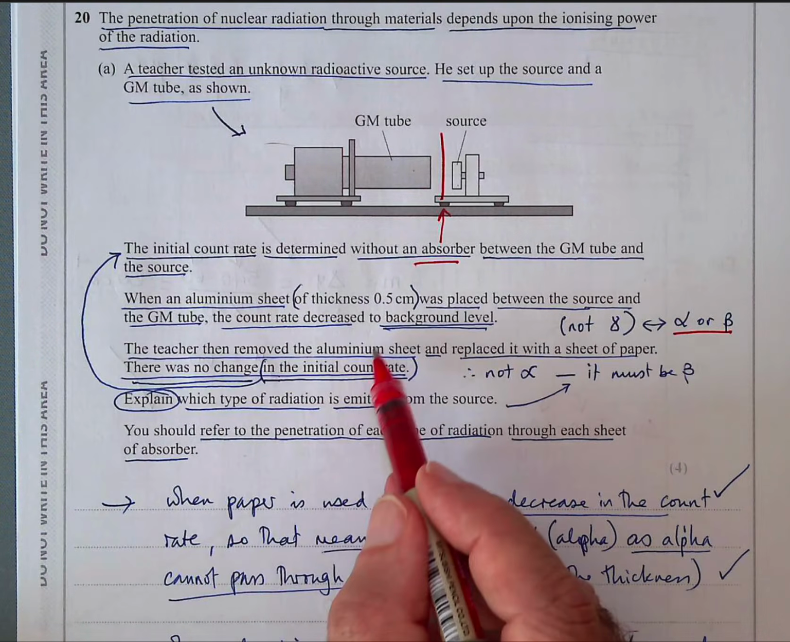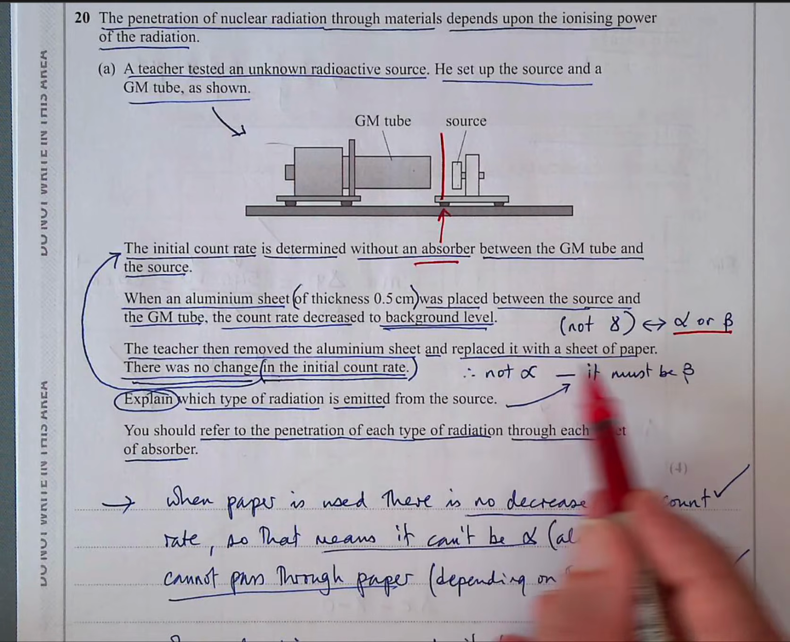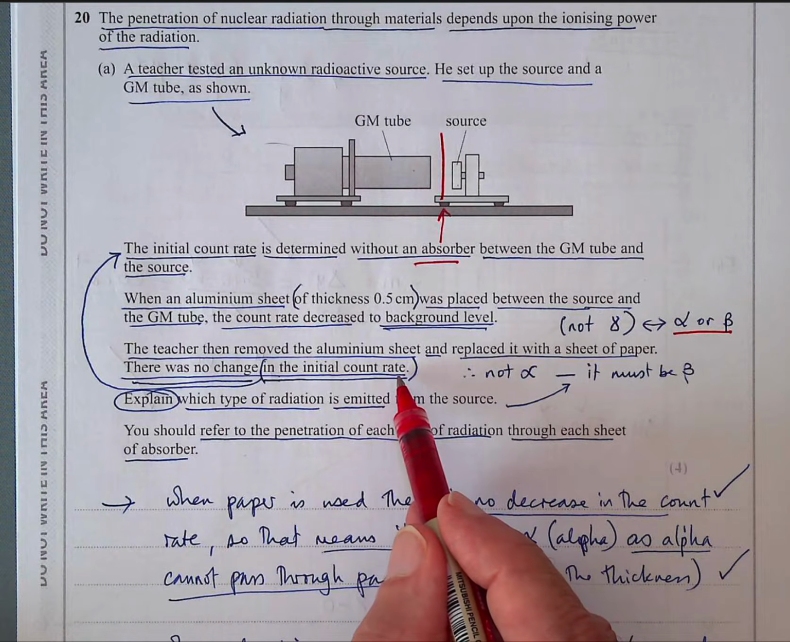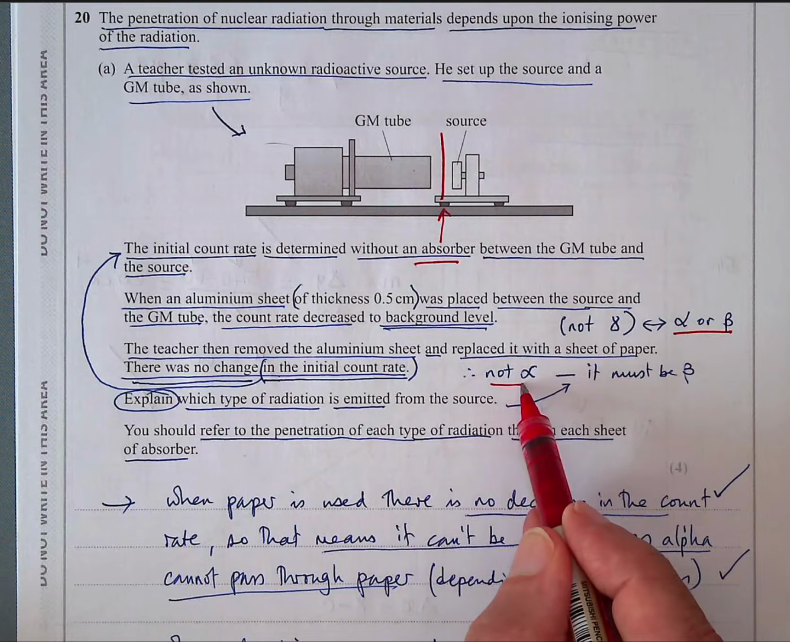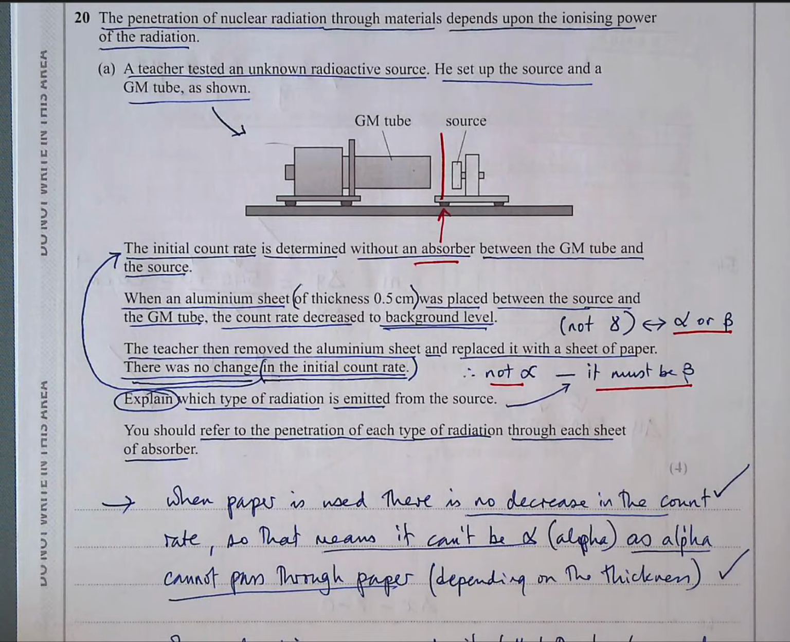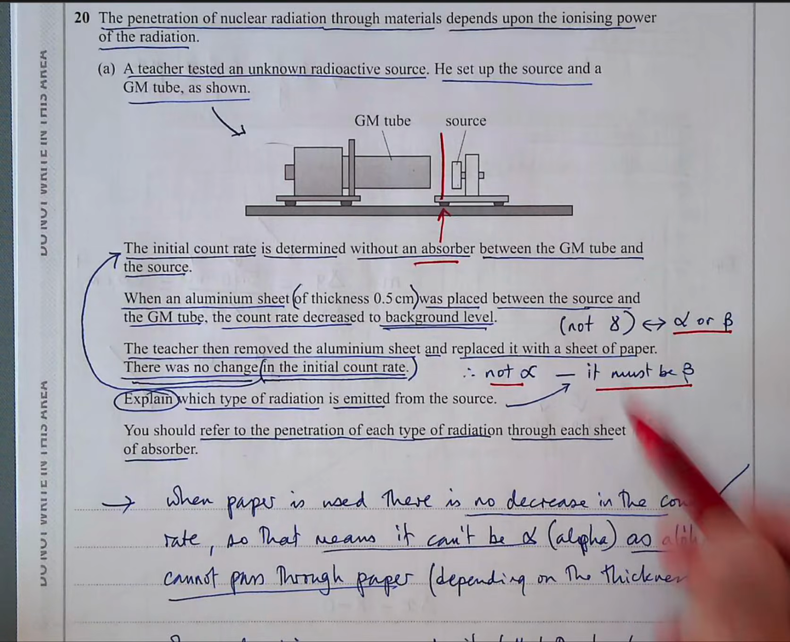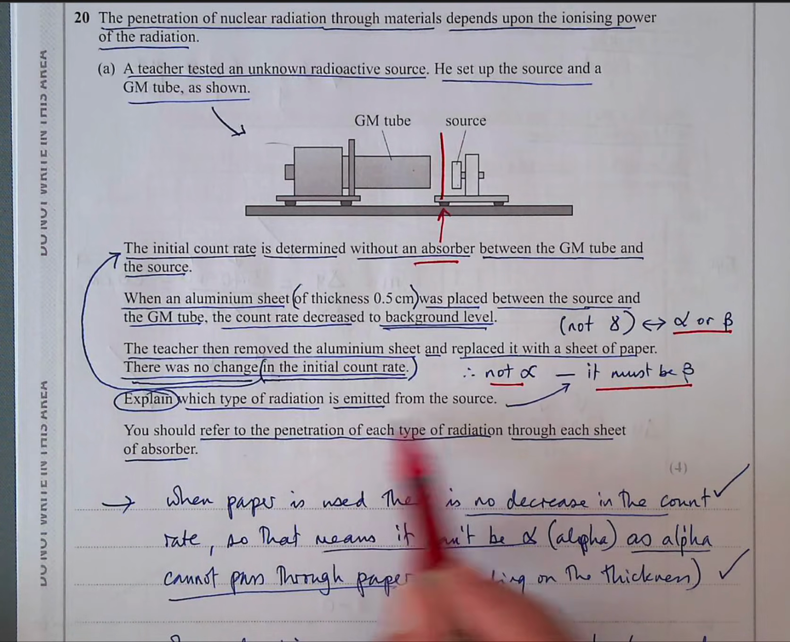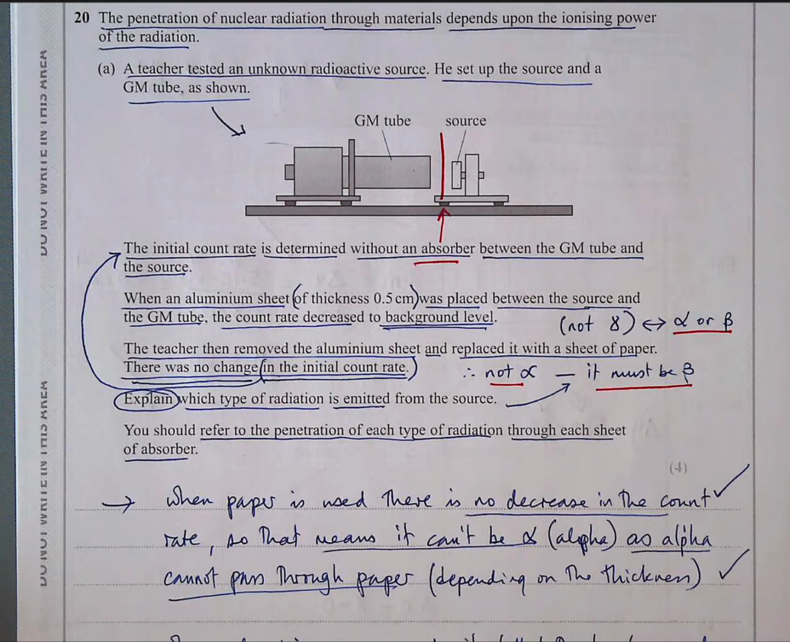The teacher then removed the aluminium and replaced it with a sheet of paper. There was no change in the initial count rate, so it stays the same. That means it's not alpha, therefore it must be beta. This is basically the logic. Explain which type of radiation is emitted from the source. You should refer to the penetration of each type of radiation through each sheet of absorber.